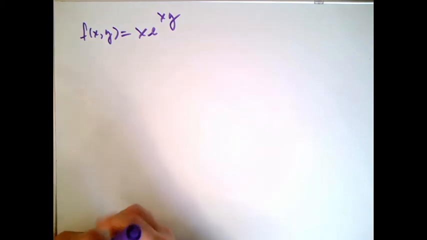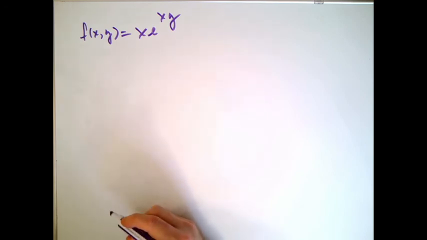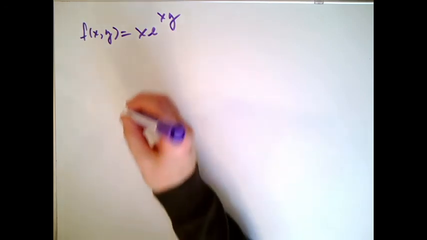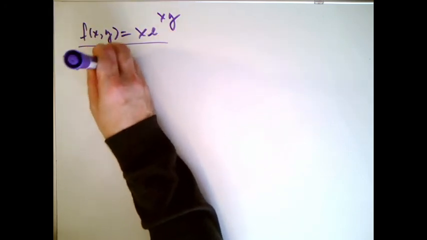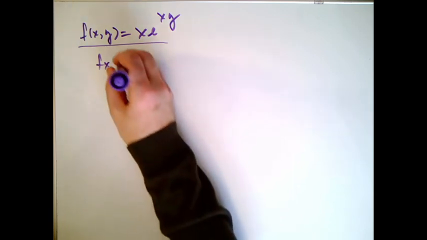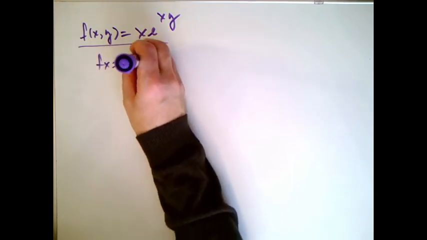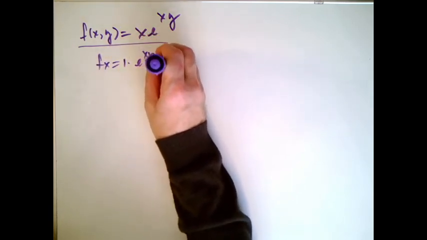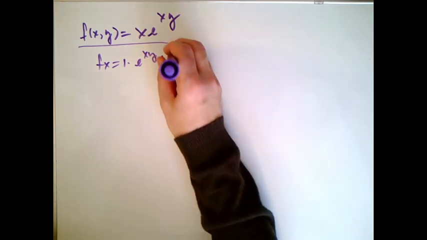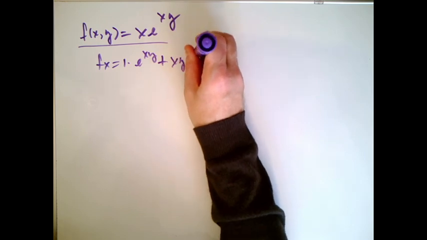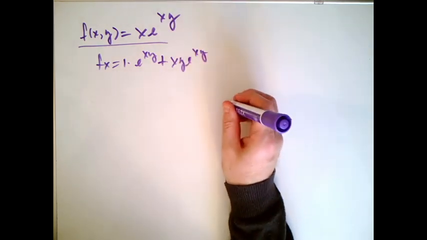Let's do an example of taking the first and the second partial derivatives. This is usually the function I like to start out with because it has slightly non-trivial first and second partial derivatives. If I want the partial derivative with respect to x, I have to use the product rule. So it's the derivative of the first times the second plus the derivative of the second, but y is constant. So this is going to be xy e to the xy like that.